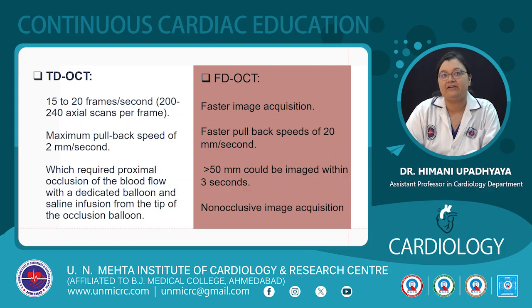The primarily invented time domain OCT had a slower pullback speed of 2 mm per second, which required proximal occlusion of the blood flow with a dedicated balloon and saline infusion from the tip of the occlusion balloon. So it was a bit cumbersome. Nowadays we use frequency domain OCT, which has faster image acquisition with a pullback speed of 20 mm per second, and more than 50 mm length can be imaged within 3 seconds, and it does not need any occlusive balloon.